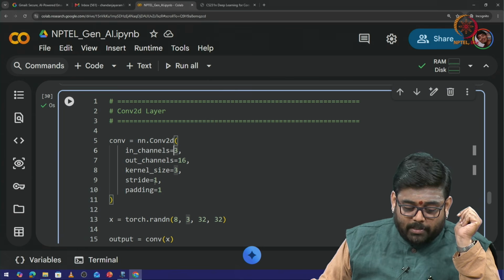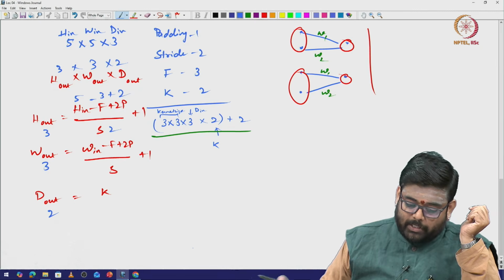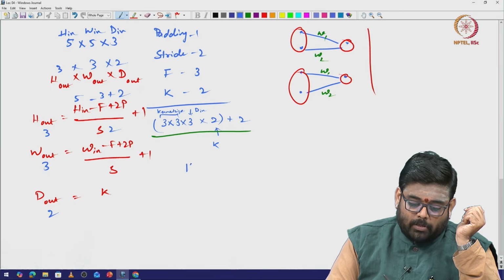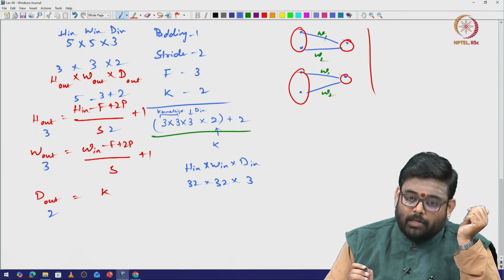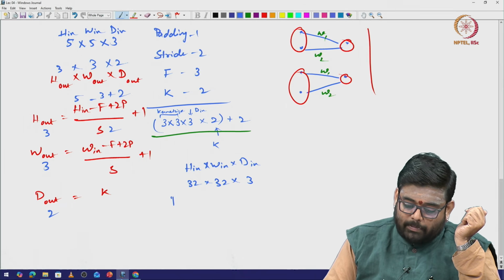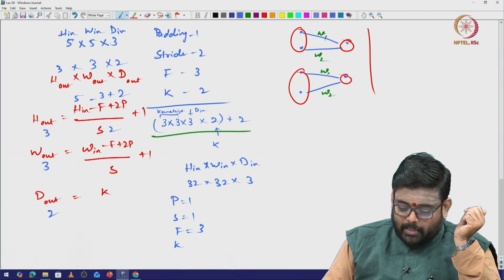These are the number of parameters, and then the stride is 1 and the padding is 1. So now taking this, let's compute the output size. The input is H in into W in into D in, so this is 32 cross 32 cross 3 is what we have. The padding is 1, stride is 1, the filter size is 3, K is 16.